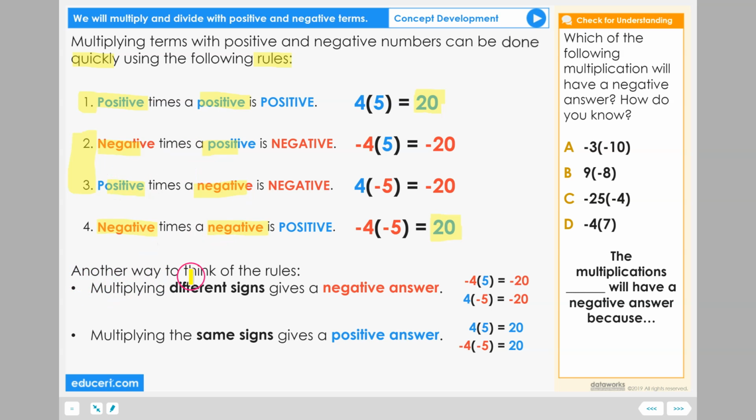So here is another way to think of these rules. Multiplying different signs gives a negative answer. Multiplying the same signs gives a positive answer. All right, and that's what our example shows with these 4 rules. We can break it down to, once again, taking a look at the signs. If they're different, we're going to have a negative answer. If we're multiplying 2 numbers with the same sign, then we're going to have a positive answer.